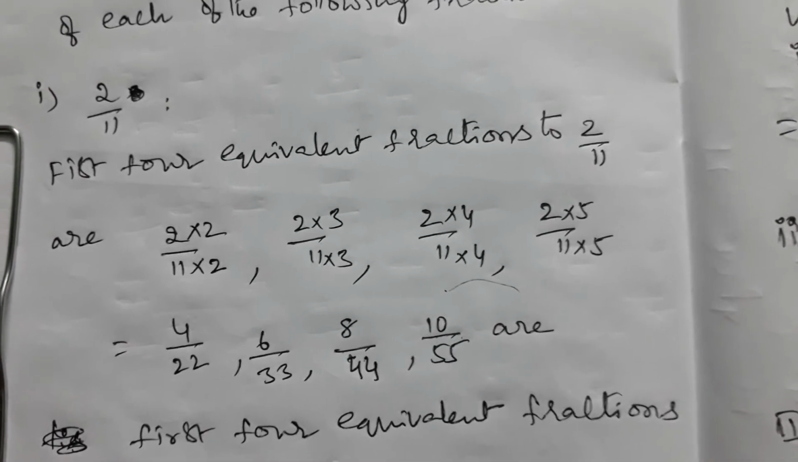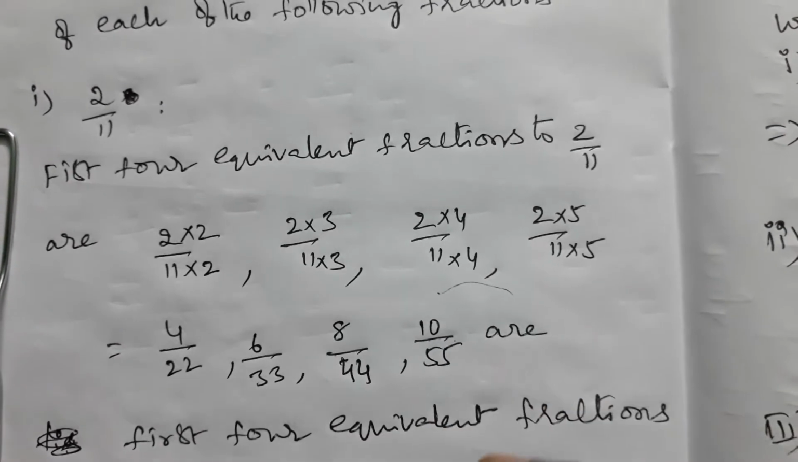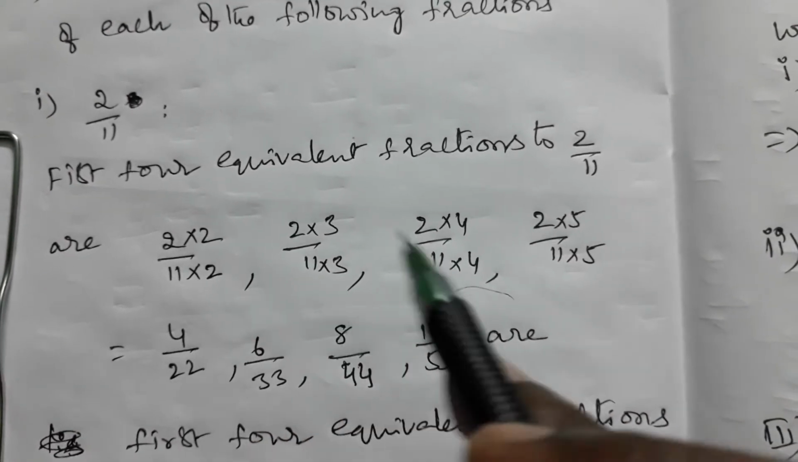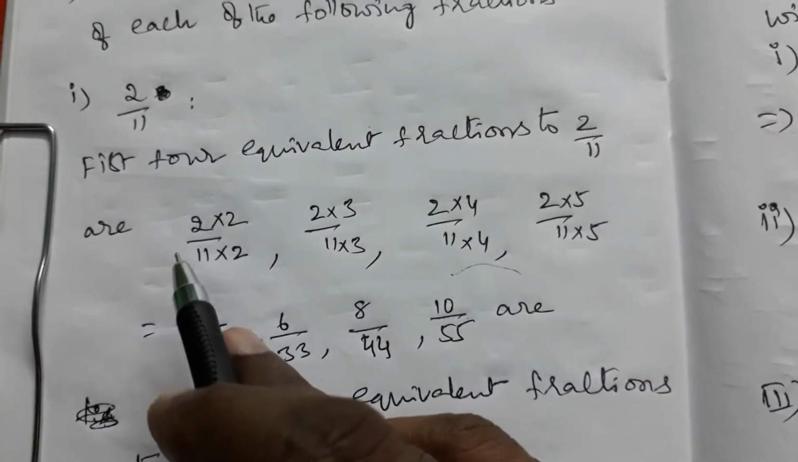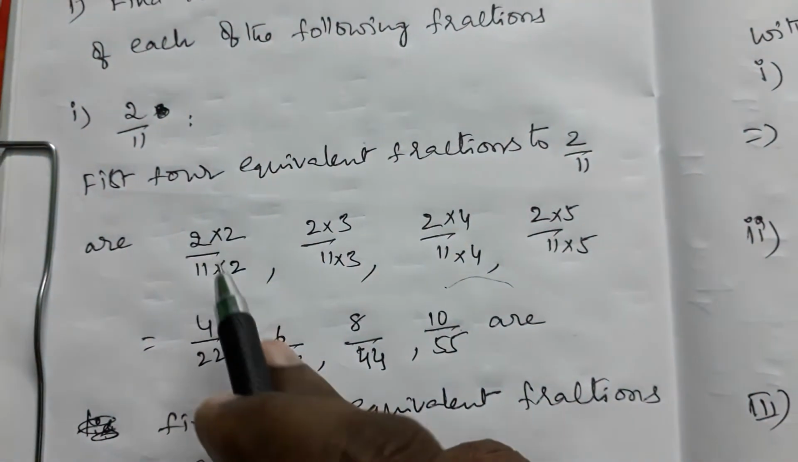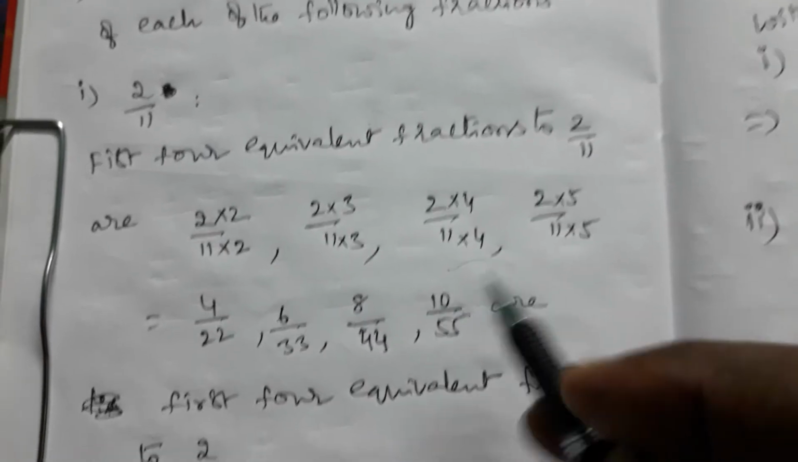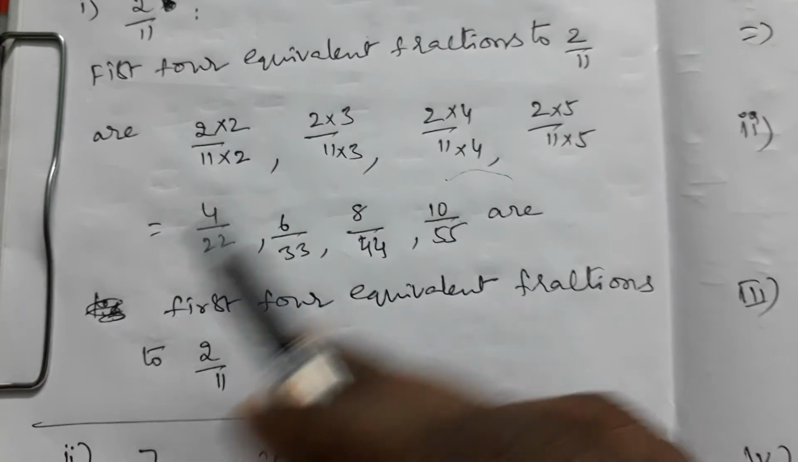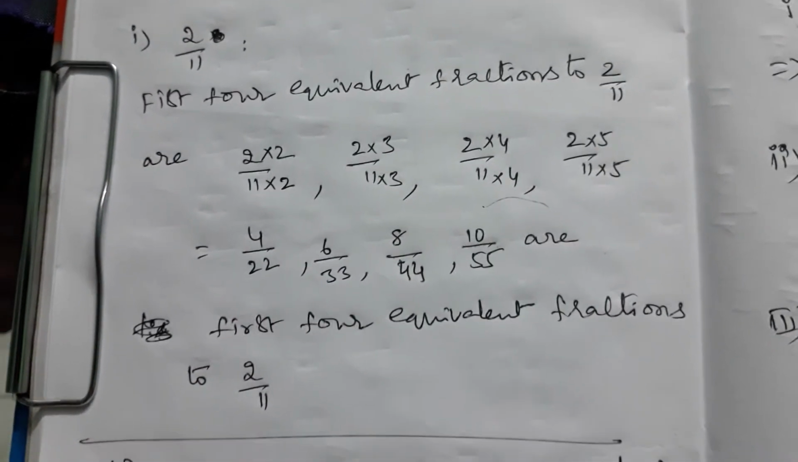Already I told you about equivalent fractions. To get equivalent fractions, we have to multiply numerator and denominator with the same table. But why am I multiplying with 2 and 3 and 4 and 5 in order? He asked the first 4 only. So begin with 2 table. If I begin with 1 table, the same only we will get. So that is why I multiply next 2 table, 3 table, 4 table, 5 table. So you will get new fractions. They are equivalent to the given fraction.